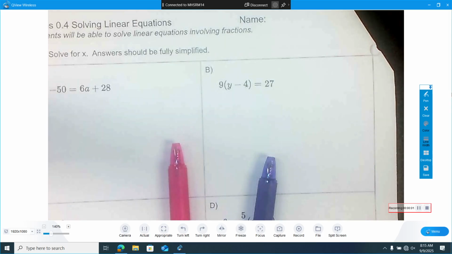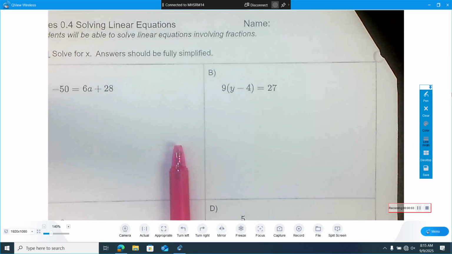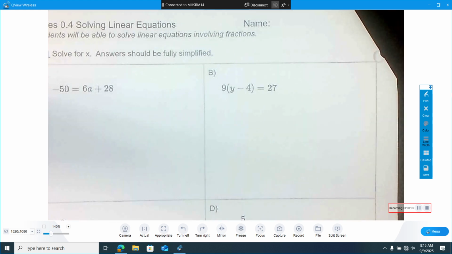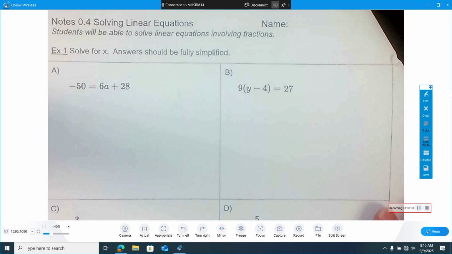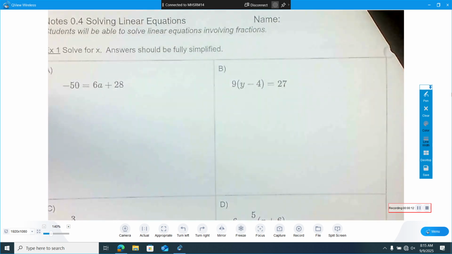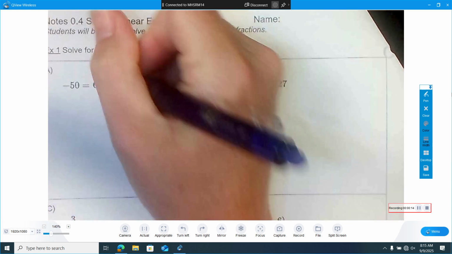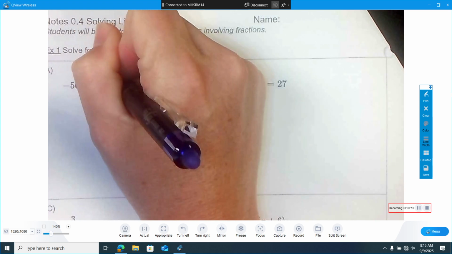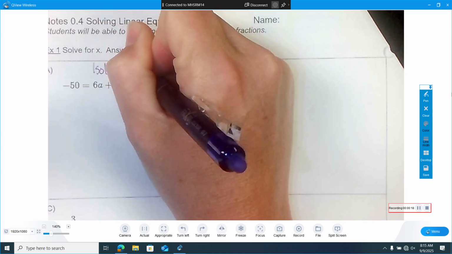Answers should be fully simplified. Fractions may be possible, so we're going to just review how to do this. All right, we are solving linear equations involving fractions, and the job is always to isolate the variable.